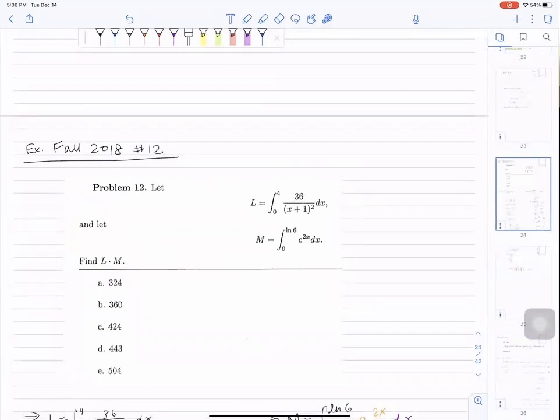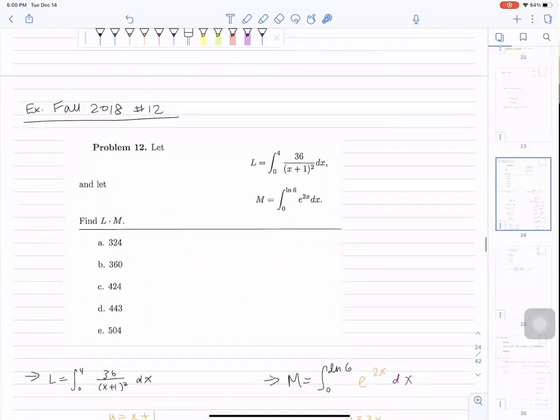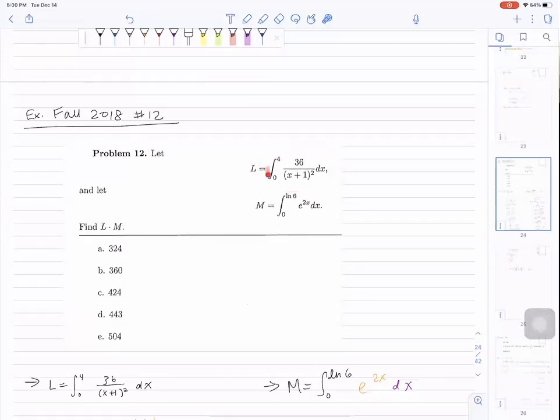Okay, so this is from fall 2018, number 12. We look at this integral, L equals 36 over x plus 1 squared. Does anyone want to put in the chat or say what we're going to use to solve this? What technique stands out to you? Substitution, yeah, u-sub, because we see something in parentheses. That gives you a hint that maybe the thing in parentheses is going to be our u. Okay, what about this one? What do people think we're going to use for this?